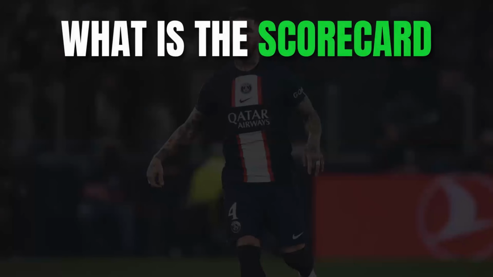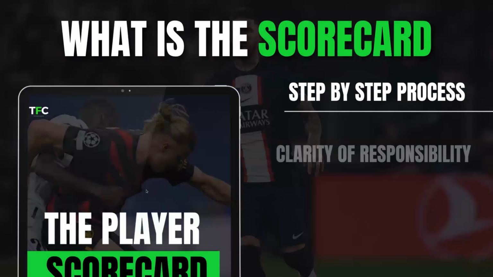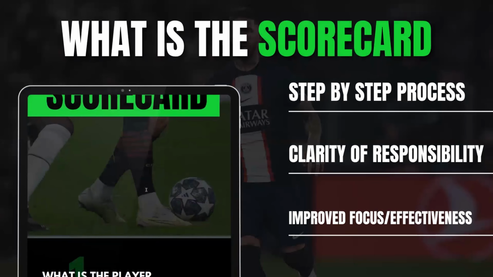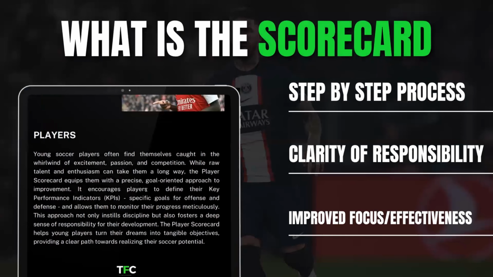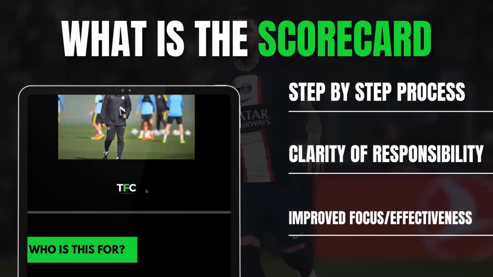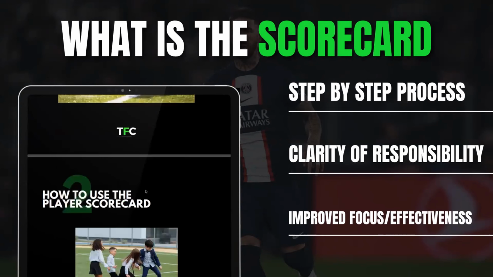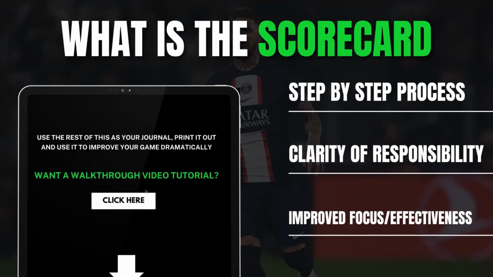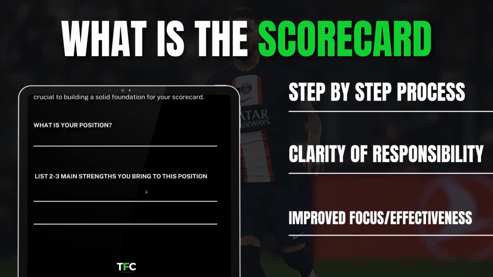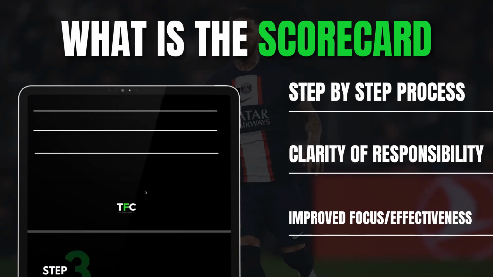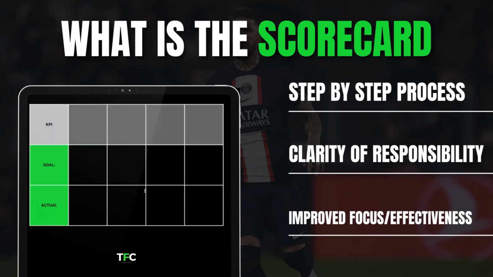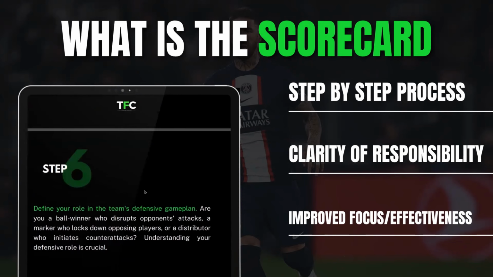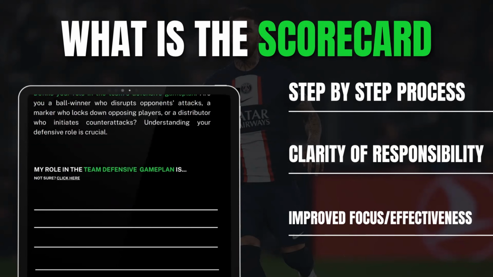So first and foremost, what is the scorecard? The scorecard is a step-by-step process. It gives you clarity of responsibility. It gives you improved focus and will help you with your effectiveness on the pitch. I promise you guys, if you go through this entire video, if you download the scorecard, you will see improved performance virtually overnight. I promise you. Nervousness will go away. You will know exactly what you're supposed to be doing. And it's very, very simple, step-by-step, objective.